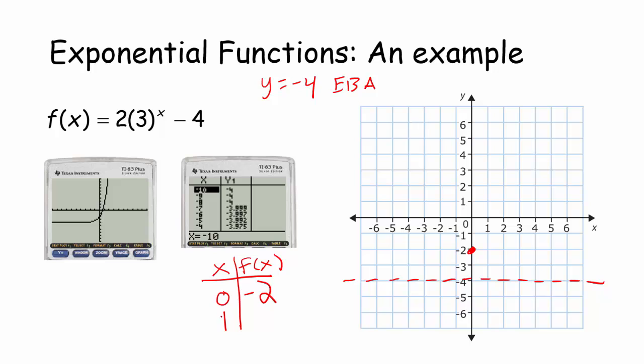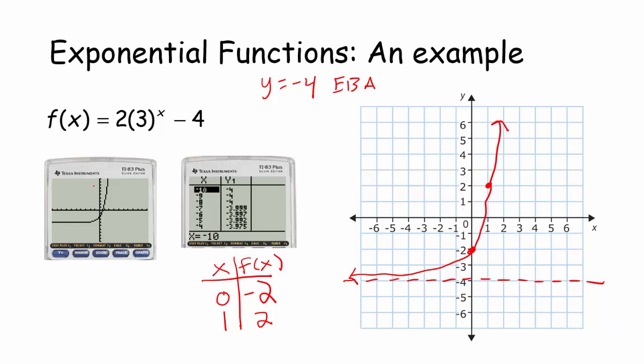And I'll pick one more x value. I'll pick 1. 3 to the first power is 3, times 2 is 6, minus 4 is 2. So when you are evaluating these functions for particular values of x, just remember order of operations. Exponents come first, then multiplication and division, and then addition and subtraction. I know this is going to be an increasing exponential growth function, so the graph's going to look something like so. There's my exponential growth function.